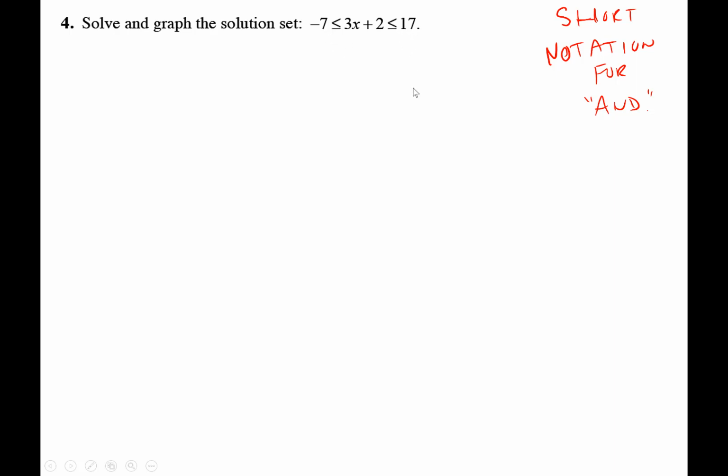So the question is, how do we solve short notation for AND? Notice there are 3 different sides: the left side of our inequality, the middle, and the right side. We're going to try to get this down to 3x. So 3x plus 2, what are you going to do? Of course, we subtract 2 to get rid of the positive 2. But since there are 3 sides, we have to subtract 2 from all 3 sides. So -7 minus 2 is -9. Bring down the inequality.